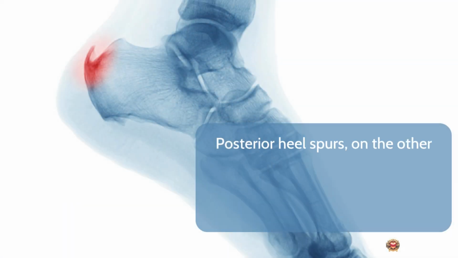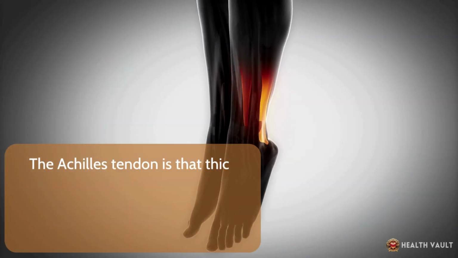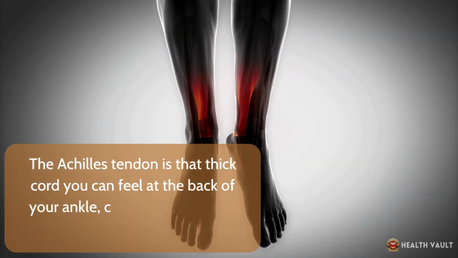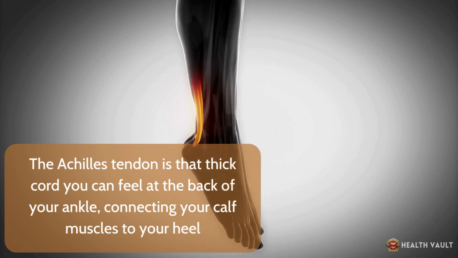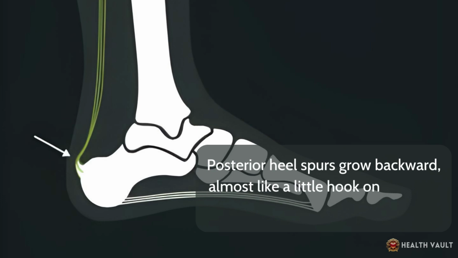Posterior heel spurs, on the other hand, form at the back of the heel bone, where the Achilles tendon attaches. The Achilles tendon is that thick cord you can feel at the back of your ankle, connecting your calf muscles to your heel. Posterior heel spurs grow backward, almost like a little hook on the back of your heel.